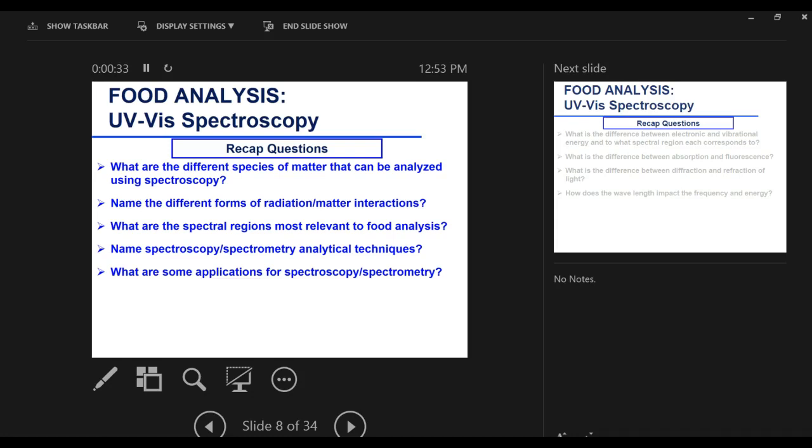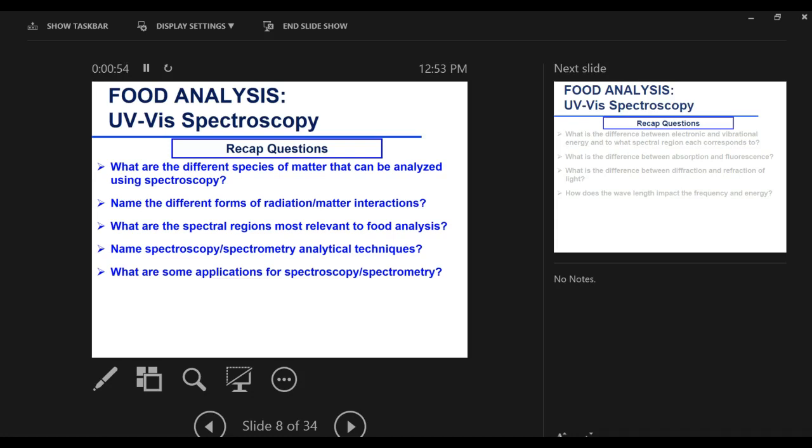Okay. So what are the different species of matter that can be analyzed using spectroscopy? Yes, Kia? Molecular and atomic species. And within those species, there are obviously different molecules and different atoms.